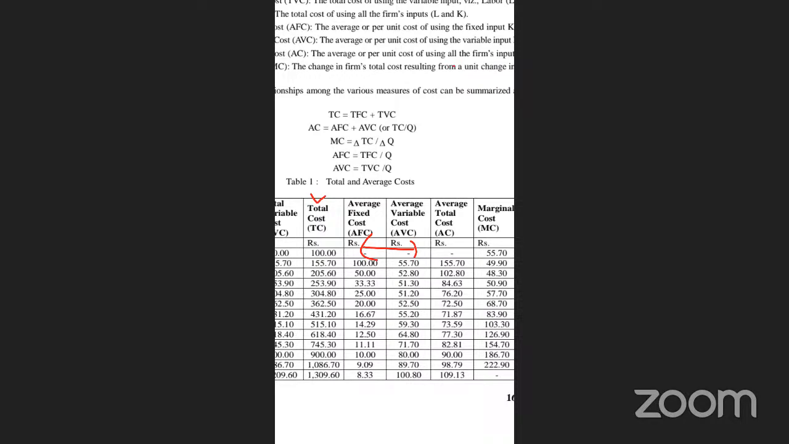Then marginal cost, whatever change is happening. From 100, it is rising up to 155.70. So 155.70 minus 100 is this. And then 205 minus 155, 304 minus 250. Like that, you should go on and find out the change in the total cost till the last. So here is your marginal cost.